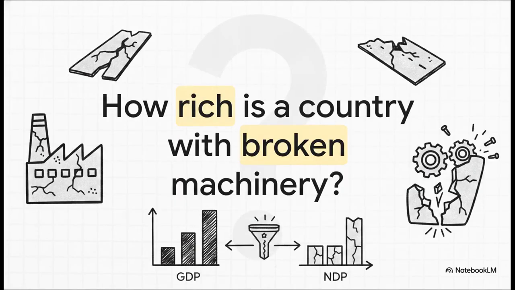Which brings us to the ultimate question. If a country's GDP is just booming, putting up these crazy record-breaking numbers, but its factories, its roads, and its machinery are literally falling apart to achieve it, I mean, how rich are they really? Net domestic product reveals the actual truth here. It reminds us that we can't just look at what we've produced, we absolutely have to account for what we wore out to produce it.